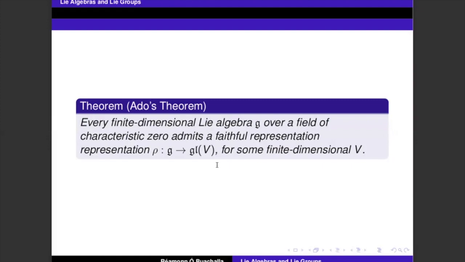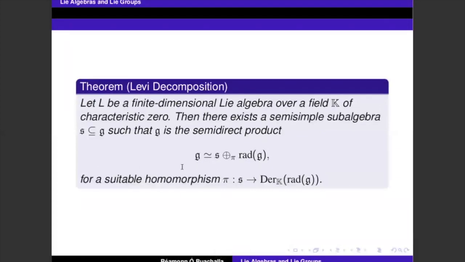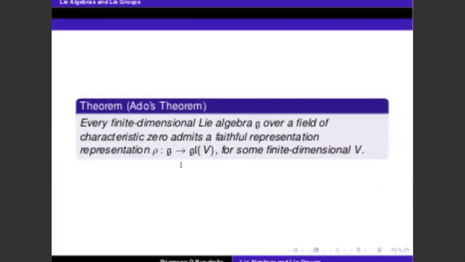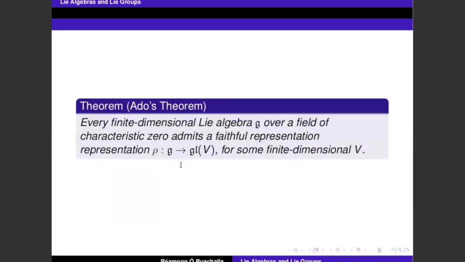But this proves it for general finite dimensional Lie algebras. And one way of proving it is through this. For the semi-simple part, we know that this is true. The trick is to try to extend it up to the solvable part, and then to the whole thing. So we can think about Ado's theorem as an extension, through the Levi decomposition, of the proof for semi-simple Lie algebras up to all finite dimensional Lie algebras over a field of characteristic zero.